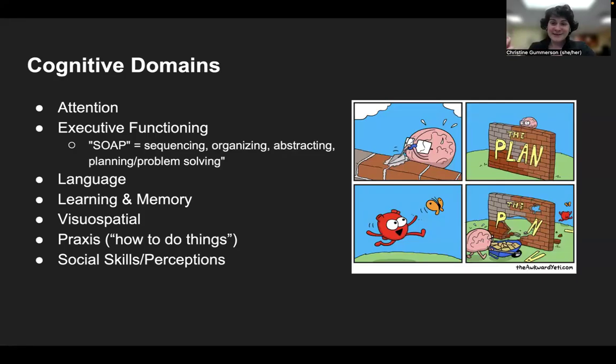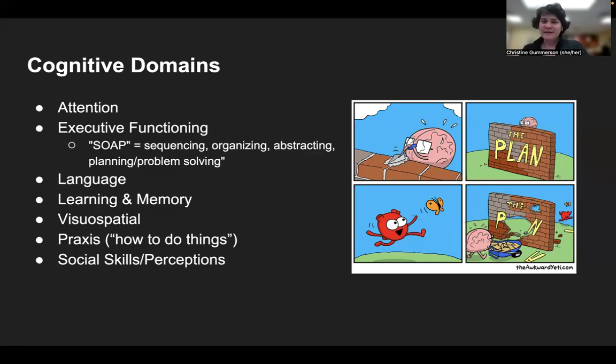For example, has anybody seen that count the number of times the basketball has been passed video? If you haven't, yes. When I was in high school biology, I completely missed the gorilla in the background. So if that happened to you, don't worry. But basically, as I described, we have all this information coming in to our brains all day, every day, and we have to be able to sift out what we need to pay attention to. So that's one important domain that really affects everything else.